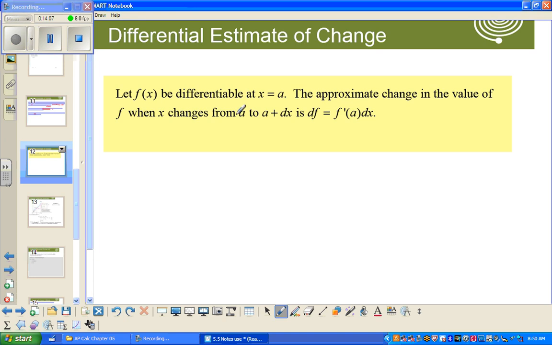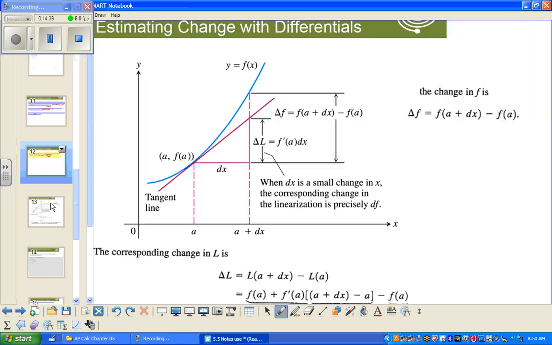So that estimate of change is found by: if f of x is differentiable at x equals a, the approximate change in the value of f when x changes from a to a plus that small amount dx is equal to, when we take the derivative and multiply it by that dx value, that difference in a and a plus dx. So that's all you have to do, take the derivative and multiply by that difference. We'll do an example here, but first I wanted to show you a little diagram of what's happening there.